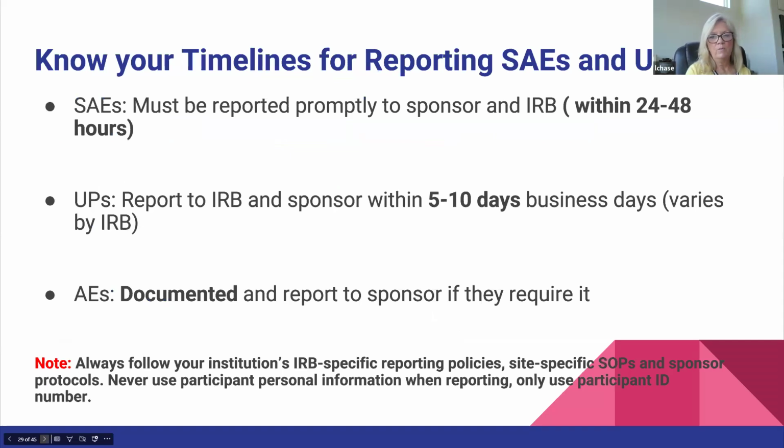And so here are the timelines for reporting SAEs and UPs. An SAE must be reported promptly to the IRB within 24 to 48 hours, or per your IRB. UPs are reported to the IRB or sponsor within 5 to 10 business days. Again, that varies by IRB. AEs are documented and reported if the sponsor requires it. And if that AE then gets more serious, at that point you would have to report it, and that would be within the 24 to 48 hours.